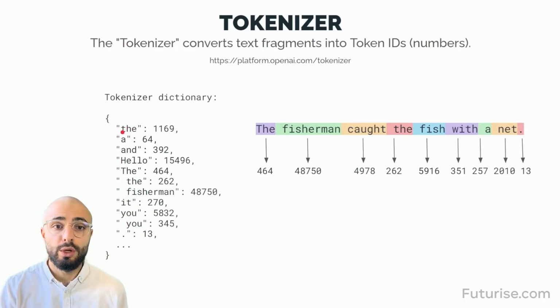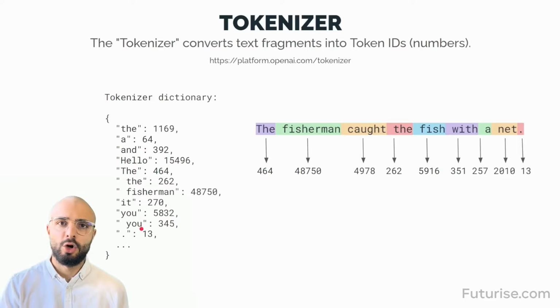So for example, the word "the" with a lowercase t, because this is all case sensitive, refers to token ID 1169, and that's static. The letter "a", lowercase, refers to the number 64. The word "and" is 322. The word "hello" with a capital H is 15,492, etc.